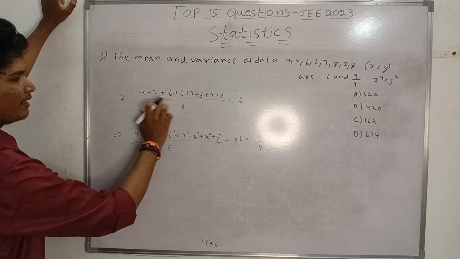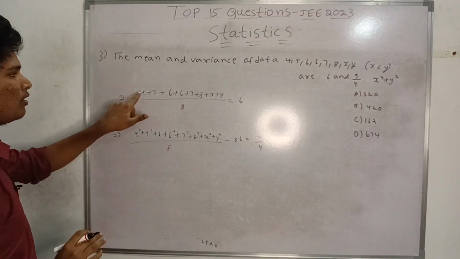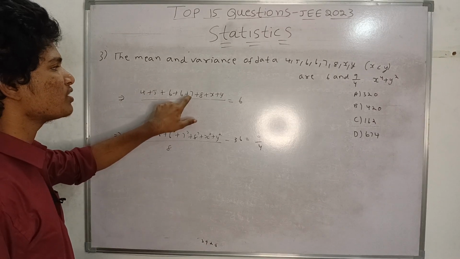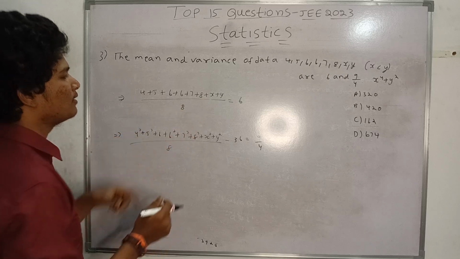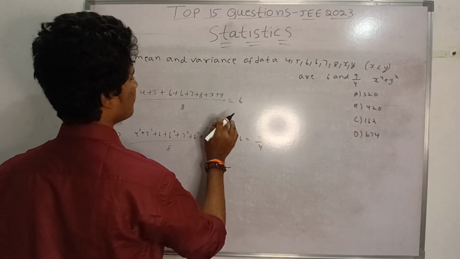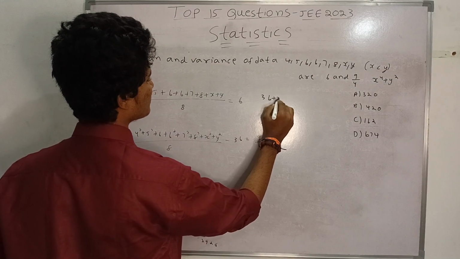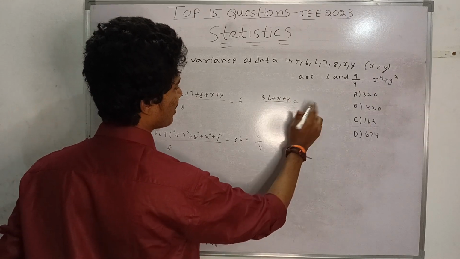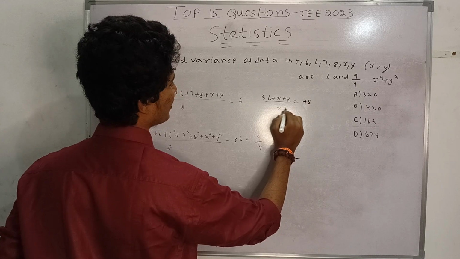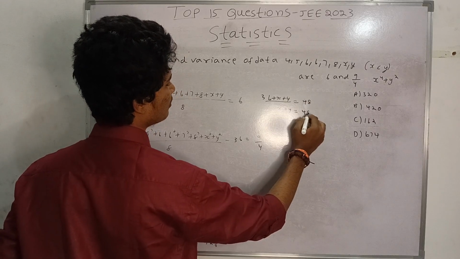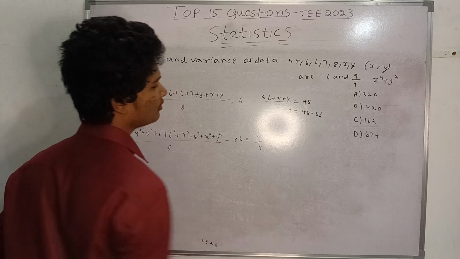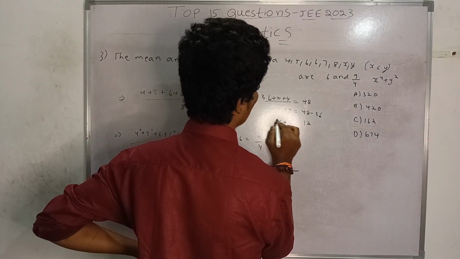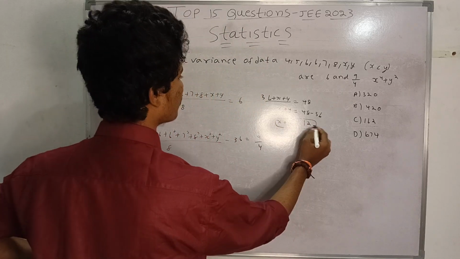4 plus 5, that is 9. While doing the sum, be careful. 4 plus 5 is 9, 9 plus 6 is 15, 15 plus 6 is 21, 21 plus 7 is 28, 28, 36. So 36 plus x plus y, divided by 8, equal to 6. When I shift 8 to the right side, it will become 48. And x plus y total is 48 minus 36. And I will get how much? That is 12. This is the first equation.